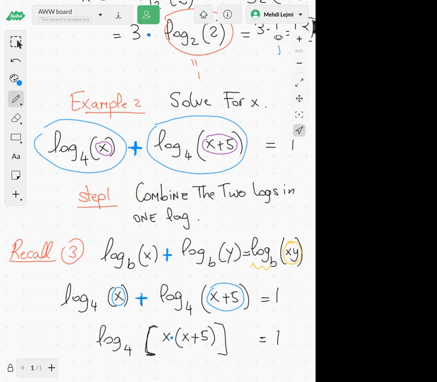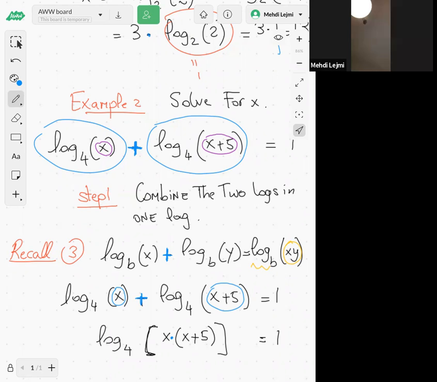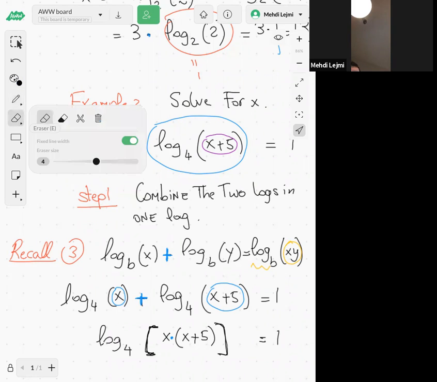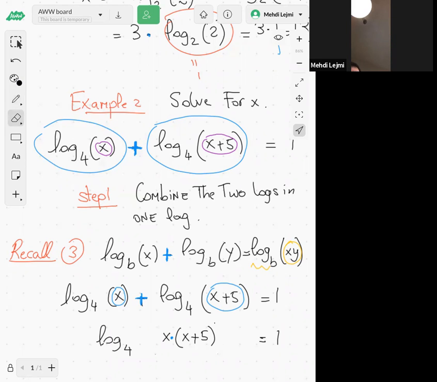What about those brackets? Yeah, that's what I'm saying. The bracket is just saying that we are applying the log to this whole thing here. Instead of brackets, I can use parentheses. It doesn't matter. All I'm saying is that I'm applying the log to the whole expression, to the whole x times x plus 5. Is there a question in the chat? Yeah, for clarity. Yes.